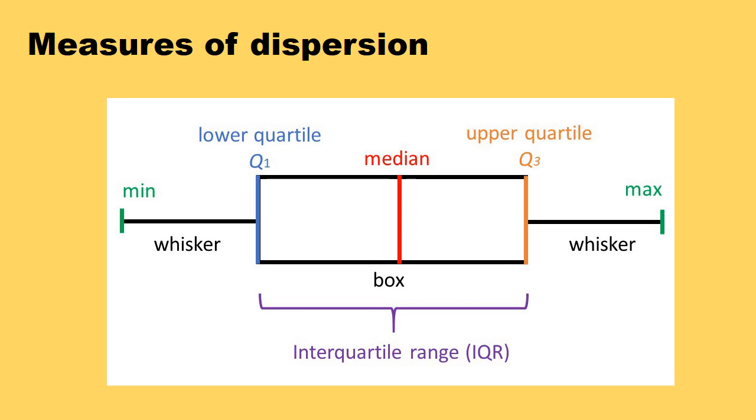We're going to have a look at the measures of dispersion, where we're going to see how to calculate the lower quartile, the upper quartile and the interquartile range. And this is all to be able to draw what you see in front of you, which we call the box and whisker plot. All right, so let's have a look.